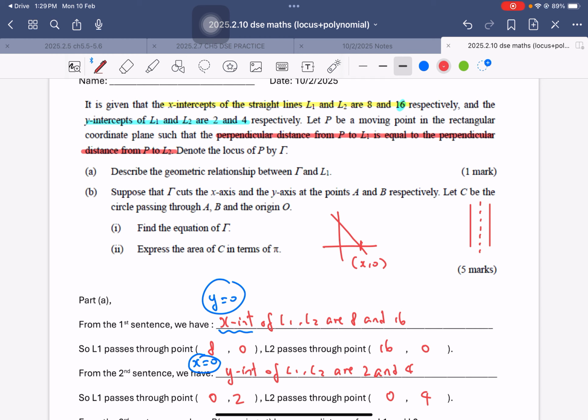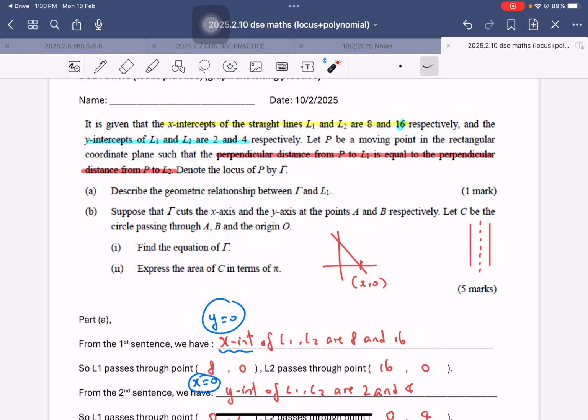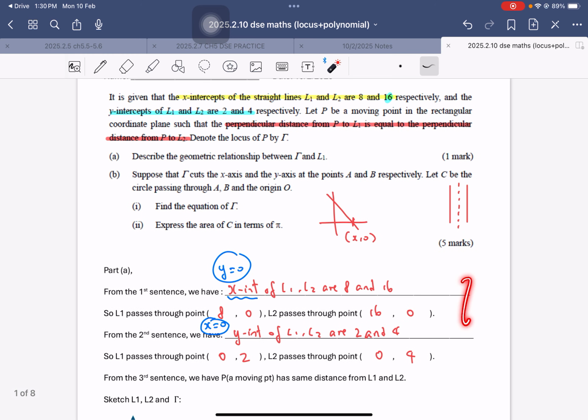So what's the geometric relationship between the locus and L1? Parallel. They are parallel. Okay, if you just write perpendicular bisector, it means you didn't read the questions at all. You just copied down from the last set of papers. So I'm asking you to read the questions sentence by sentence, and then to conclude, what can you have? All of this, you don't need to write down. But when you're reading the questions, you're supposed to understand. It seems that none of you understand it, and I help you to understand it. Okay?